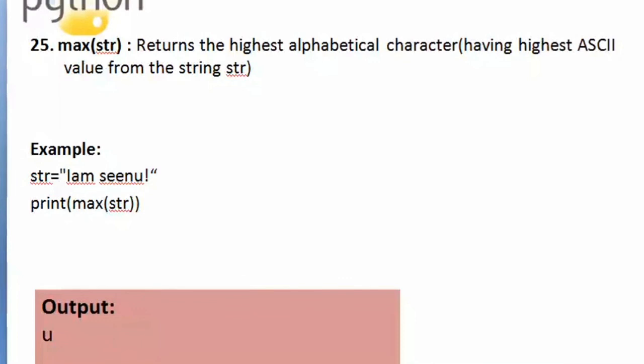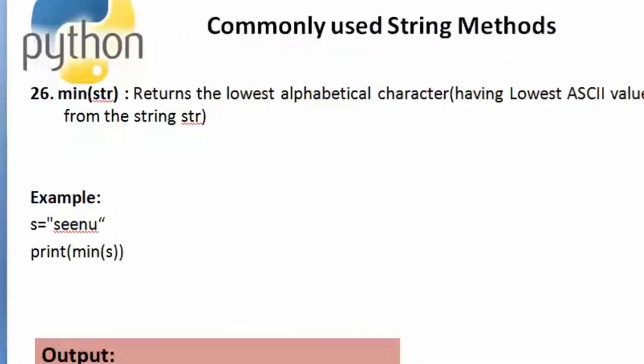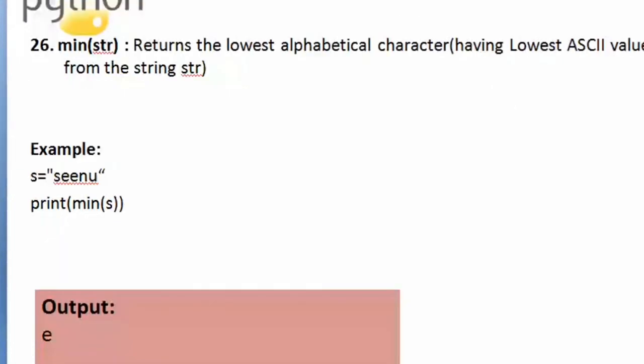In a similar way, I have the min function, which will give the lowest ASCII value. Among the letters of Sinu, E is the lowest alphabetical character, so it is printing E on the screen. Is it clear with max string and min string? Yes, ma'am. The next one is the 27th method. This is very easy for you to understand; you can look into the output.